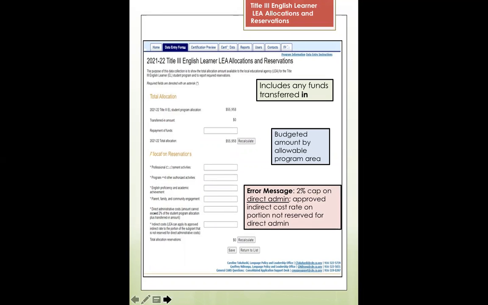And you're going to have the same Title III allocations and reservations. Looks like the same page. EL allocations. Oh, this one includes your equitable services reservation, I believe. Yeah.